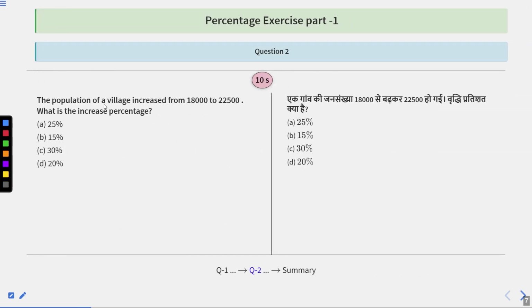Next, the population of a village increased from 18,000 to 22,500. What is the percentage increase? 25%, 15%, 30%, and 20%. These are the four options, and you have 10 seconds to answer the question. After that, I will do the solution.